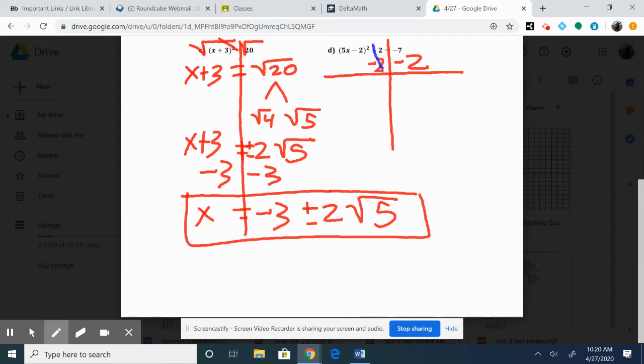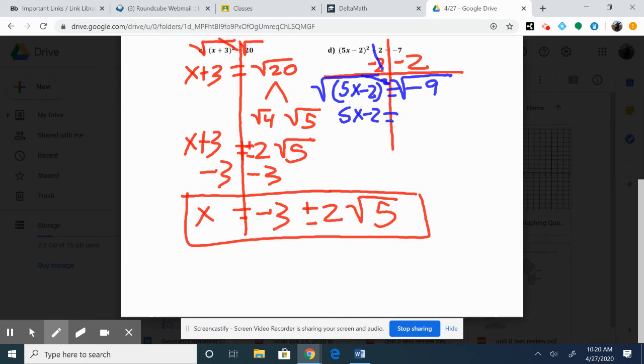That cancels out, and we have 5x minus 2 squared is equal to negative 7 minus 2, which would be negative 9. Now we take the square root of both sides, and now this cancels out, and we're left with 5x minus 2 is equal to the square root of negative 9.